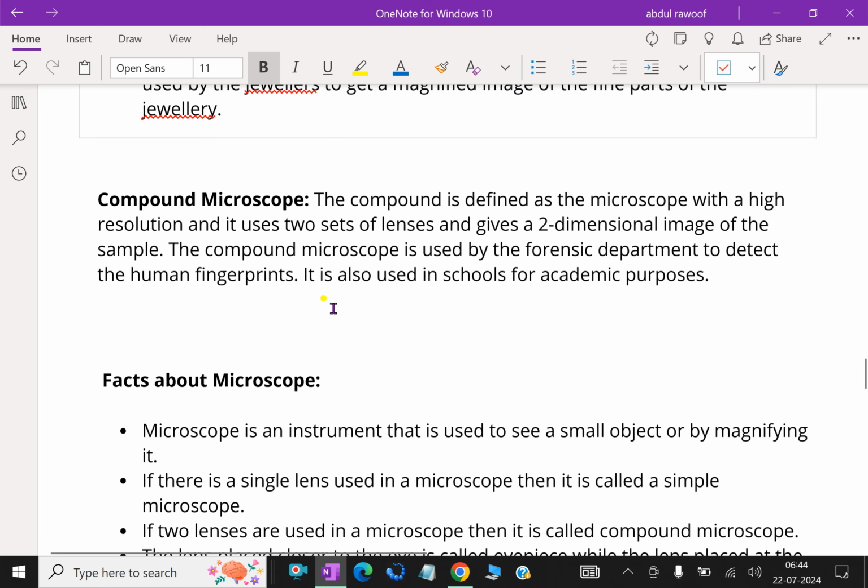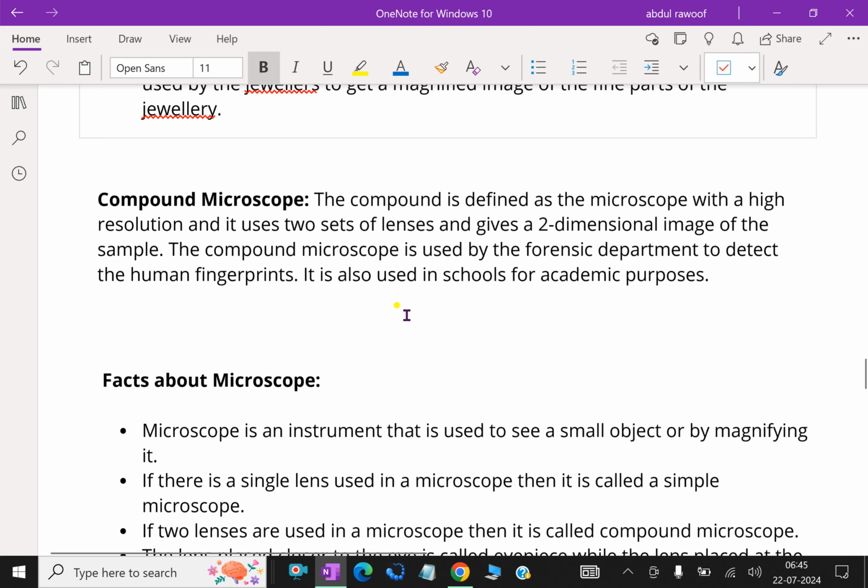Compound microscope. A compound microscope is defined as the microscope with a high resolution, and it uses two sets of lenses and gives a two-dimensional image of the sample. The compound microscope is used by the forensic department to detect human fingerprints. It is also used in schools for academic purposes.